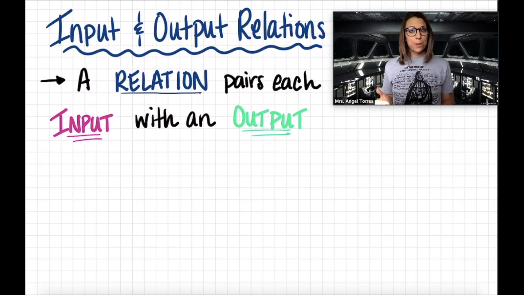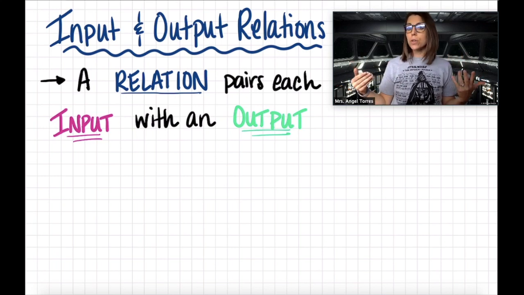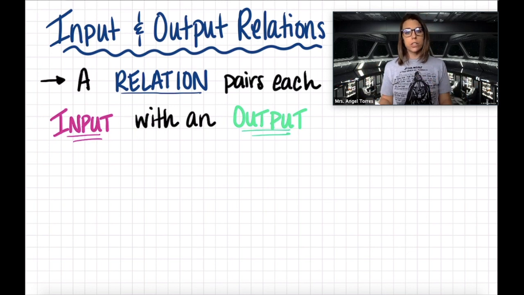So the first vocabulary word you're going to learn here is a relation. A relation pairs each input with a specific output. Think about how you are related to different people in your family. You're related to your sister or your brother in a different way than you're related to your aunt or your uncle. The same works in math. Each input has a very specific relation to its output. And then as we'll learn later on, some of those relations are also called functions.